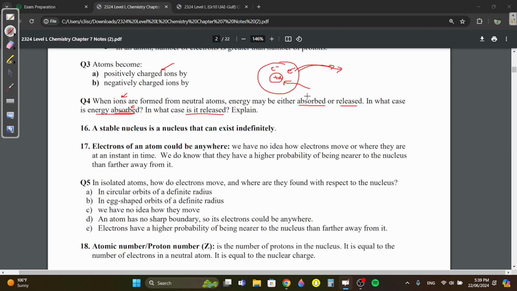Released is the opposite. When do we not have to put in energy? When the electron is gained, right? When the electron is absorbed. And in that case, when an electron is gained, a negative ion is formed.